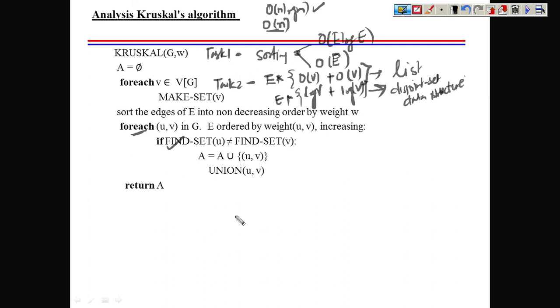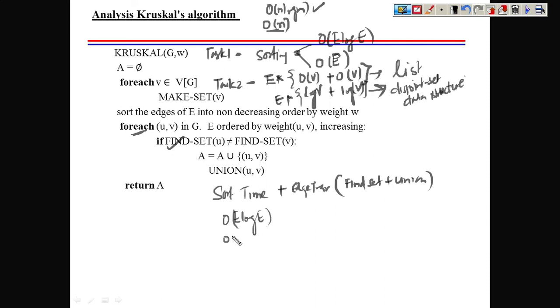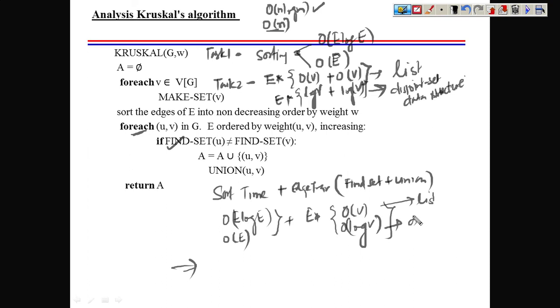So if you are doing the sorting, this will be the sort time. The cost will depend on the sort time plus the edge traversal times the find set time plus the union operation. The sort time can be big O of E log E or big O of E, and this is E times, depending on what type of data structure has been used, either big O of V in total or big O of log V. So if you go with the list, this is the performance you get. If you go with a disjoint set data structure, then you will get this.